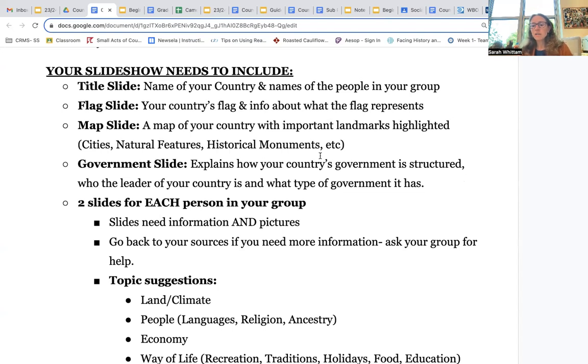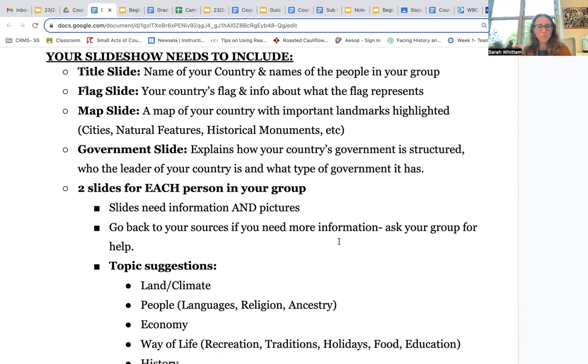You also want to try and find a map of your country and point out any important landmarks. And whoever looked at the land and climate can maybe help with that. You guys should all have learned what the capital is and the biggest city. So go ahead and point some of those out and some of the natural features as well. You'll also need a government slide that explains how your country's government is structured. Think about that information that I had you write down in your notes: who the leader of that country is and what type of government it has, of those different types we learned about.